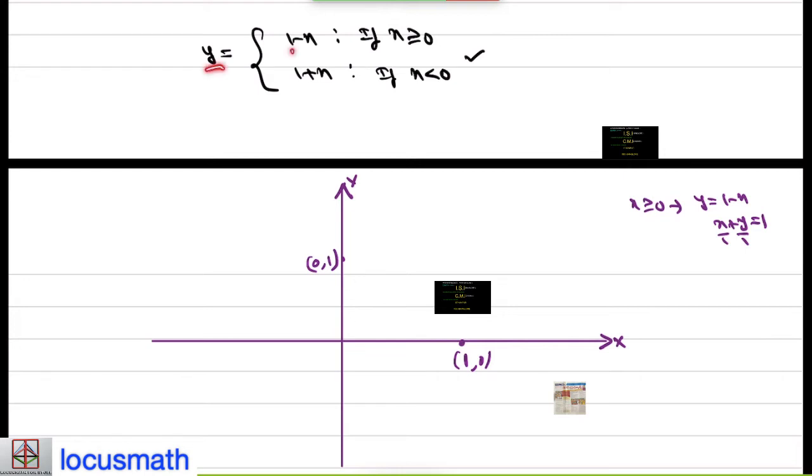So y is equal to 1 minus x only when x is greater than or equal to 0. That is this side. On this side, the graph will be y is equal to 1 minus x. So the graph will be like this. The line will be this part only. So this is y is equal to 1 minus x.